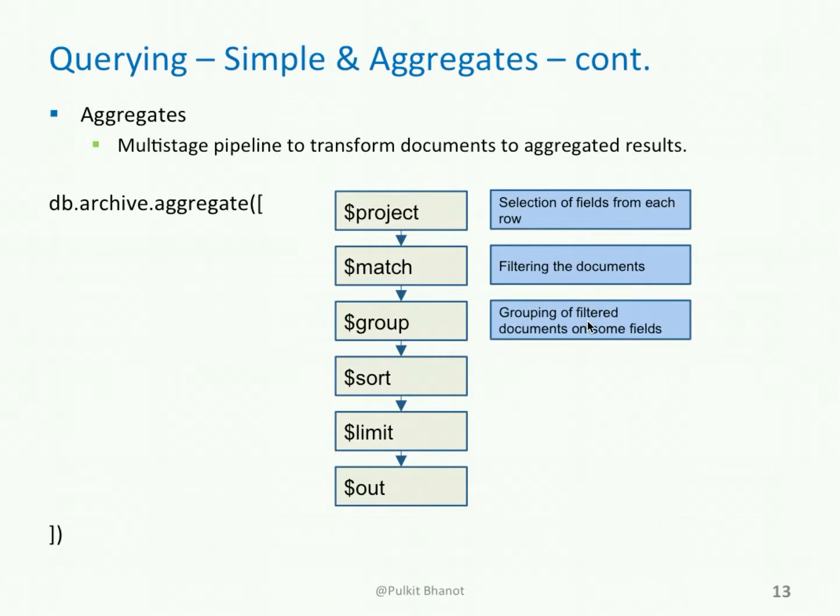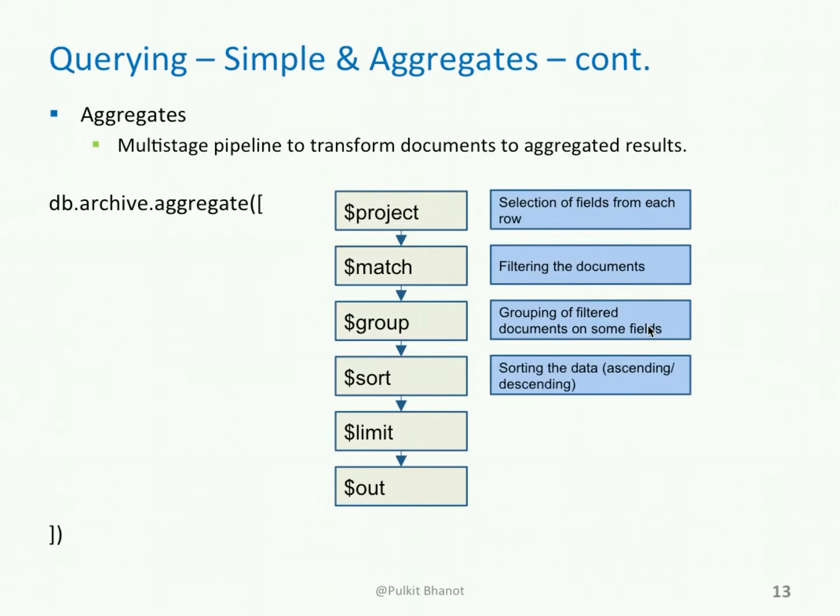Then another stage is a group stage. Group is basically like, on the filtered documents you want to group them together. Like let's say grouping all the California citizens, or all the people residing in California, and trying to find an average salary for people staying in California. So we use some kind of a group.